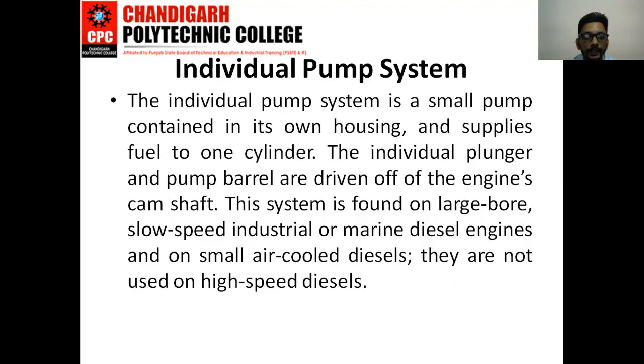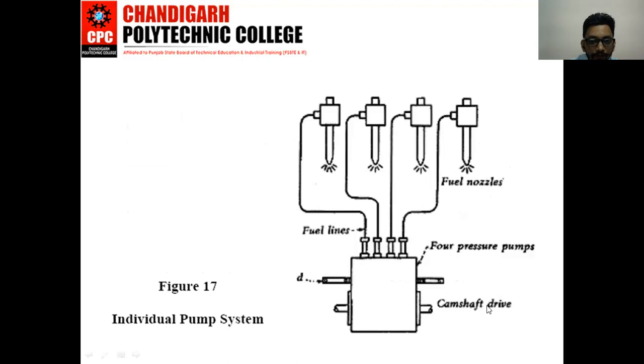Last type is the individual pump system. In the individual pump system, we have another diagram. We have a fuel tank, camshaft drive, and above the fuel tank, 4 pressure pumps are installed and connected by fuel lines individually to the injectors. So these are the 4 injectors, individually connected to the 4 pressure pumps.